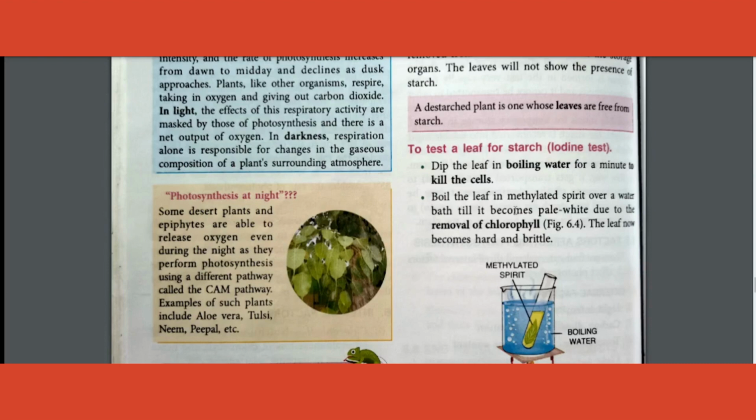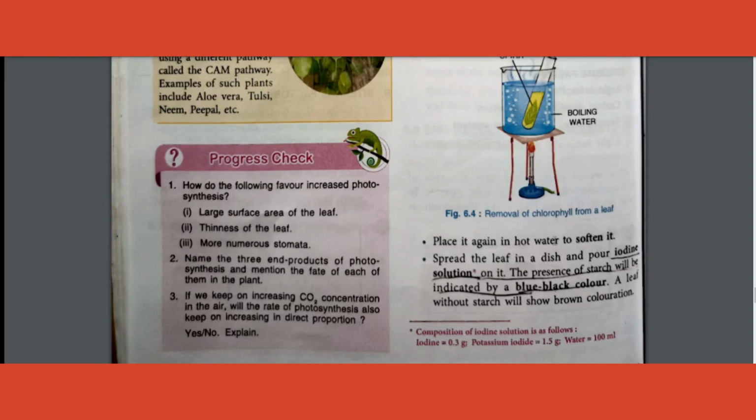So what are the steps to do the iodine test? First, you need to take the leaf and boil it to kill the cells. Underline it, learn it, MCQ. Then this leaf you put in methylated spirit to remove chlorophyll. Then you add it into hot water, cool it down, and then add iodine solution, which is brown. If starch is present, the part where starch is present will turn blue-black. That is called a starch test.